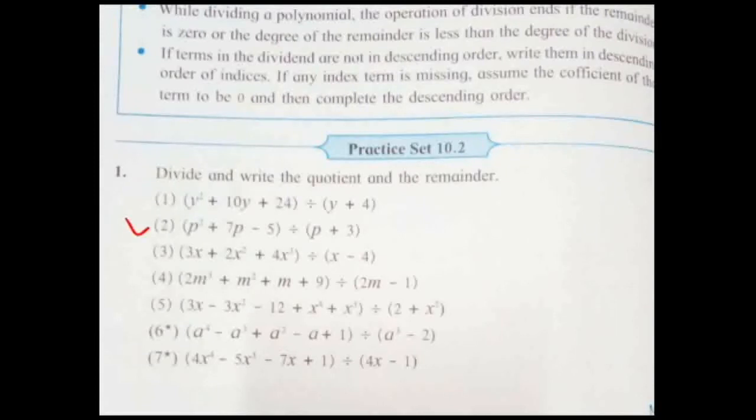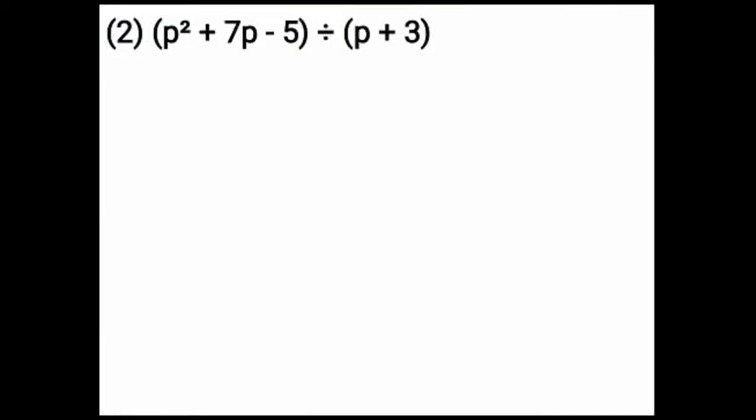Next, p square plus 7p minus pi divided by p plus 3. First, arrange the division of the polynomial by a binomial. P square plus 7p minus pi divided by p plus 3. You have to divide only the variable. P square divided by p, only you have to take in the binomial term of the divisor.